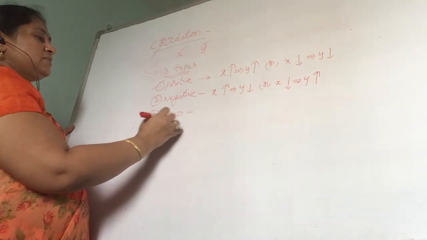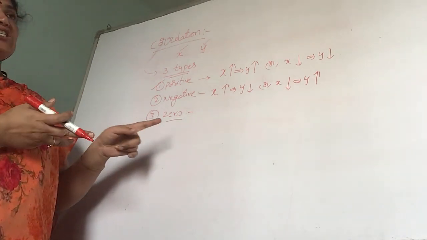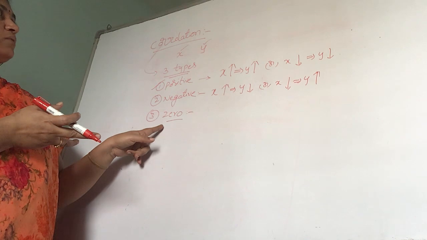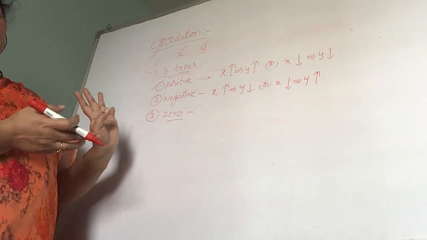Next, the third one is zero correlation. Zero means there is no relation. If there is no relationship between the two variables, then that correlation is called zero correlation. These three are the types of correlation.